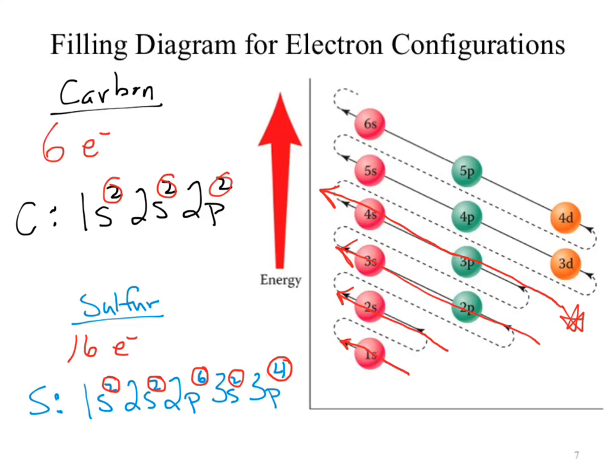Does it get even weirder after that? What's the next one? 3D, 4P, 5S. Wait, we didn't fill the 4D yet. What the heck? As we get further up in those energy states, we start to increase this symmetry effect because the difference in energy between those orbitals decreases so much. We see a very small energy gap.